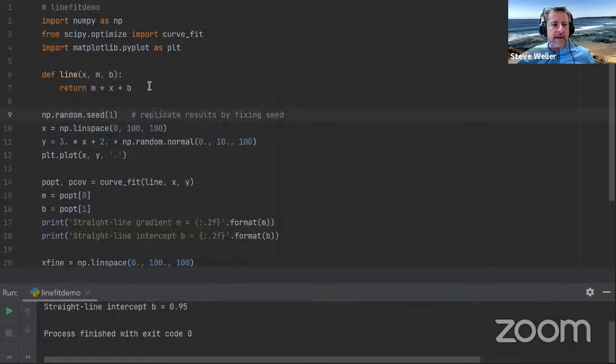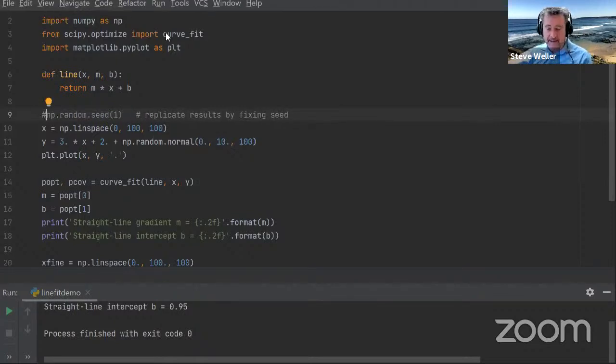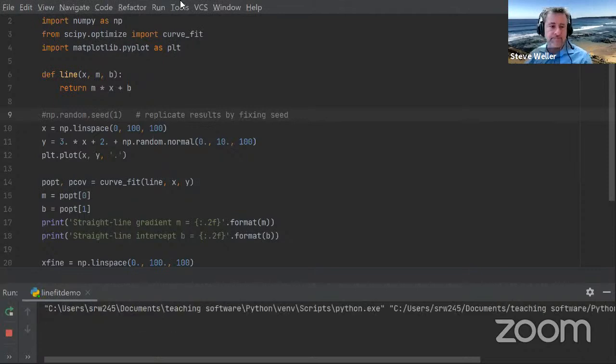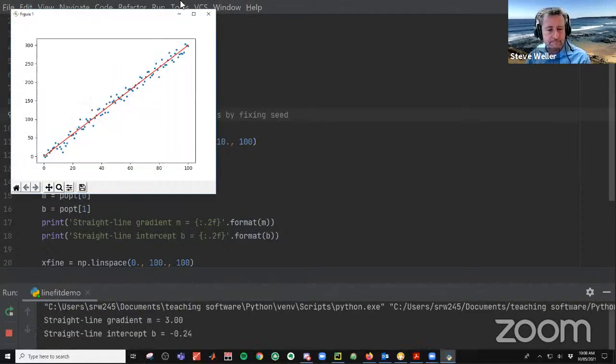If I then go to the code and just for a moment comment out the fixing of the random number seed and run the code again, you'll see this time it's absolutely nailed the gradient. We've got a different collection of 100 data points, and the straight line fit in this case, to two decimal places, has absolutely nailed the gradient.